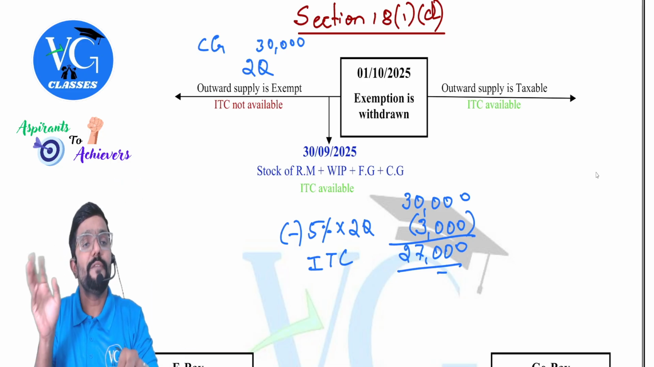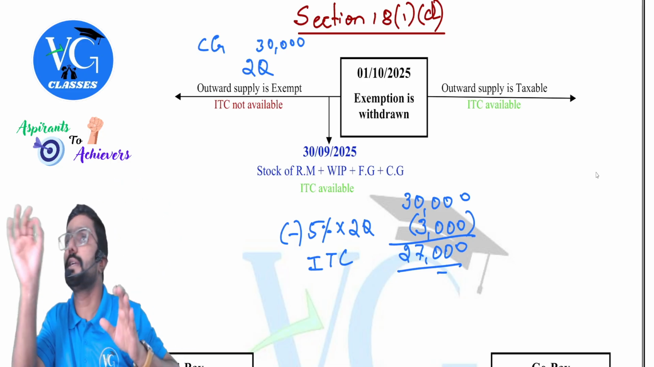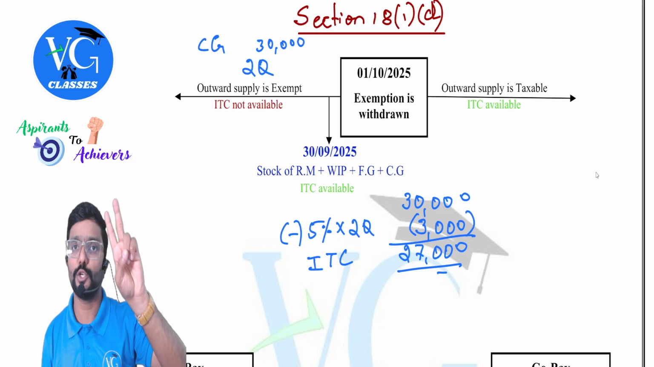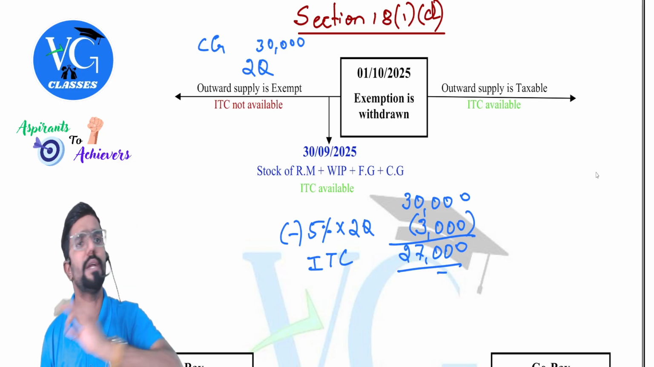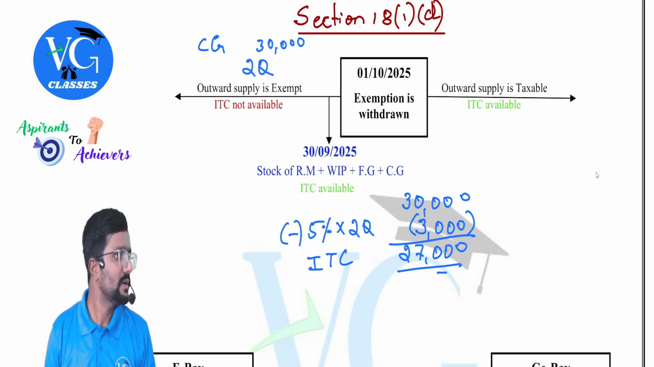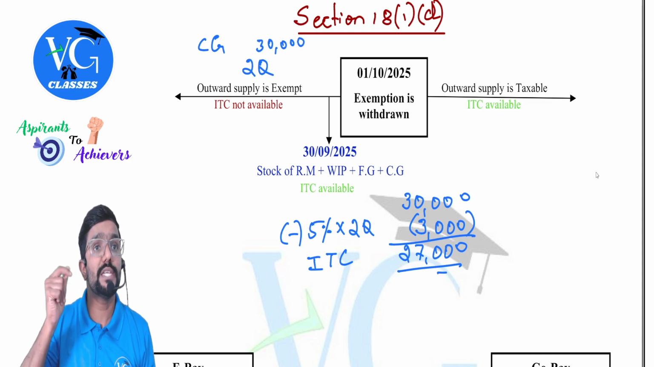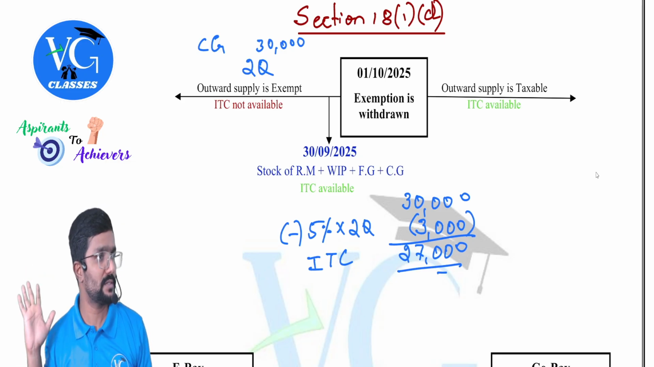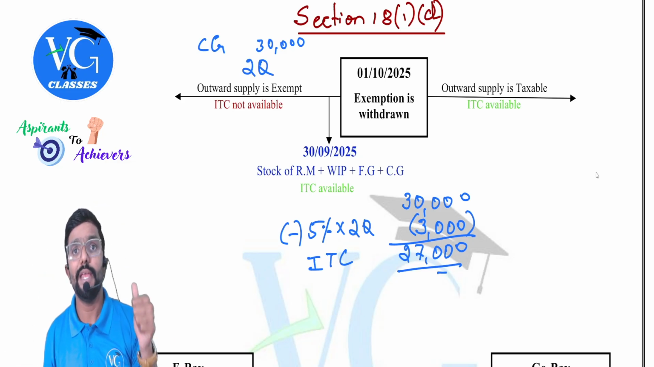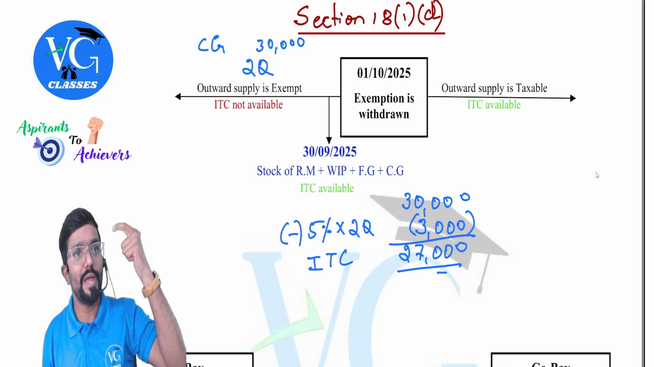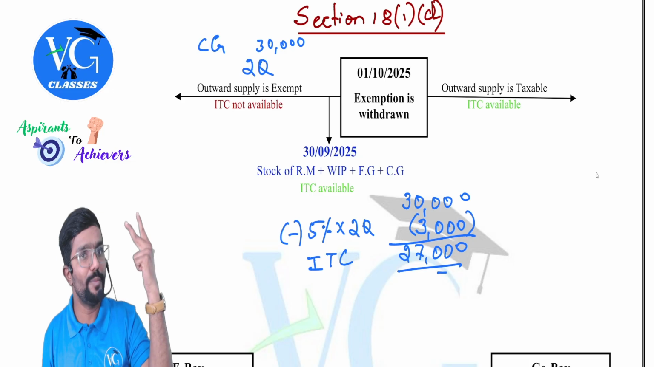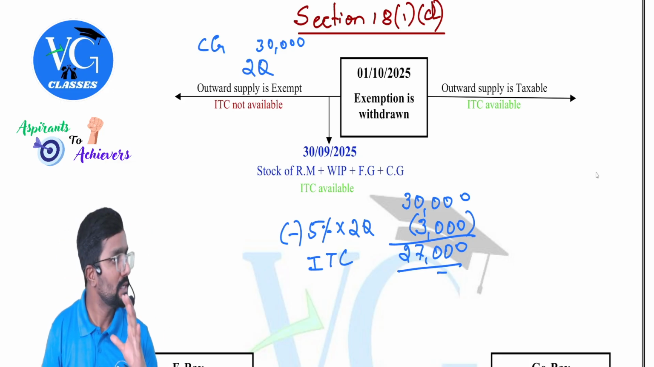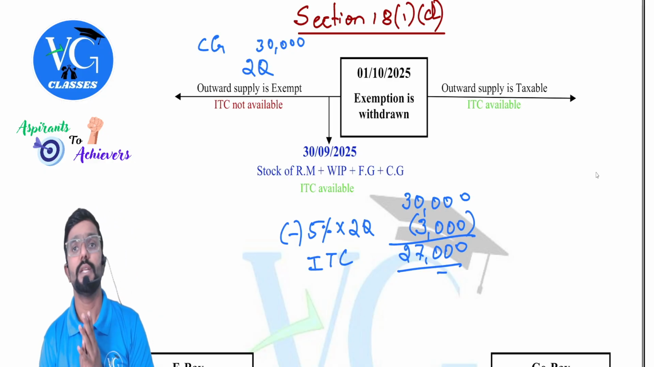Sir, what if it was used for 1 quarter, 10 days? Still you have to take 2 quarters. Even 1 day in the quarter, you need to take the full quarter. And quarter calculation here is standard quarters. For example, April, May, June, July, August, September, October, November, December, January, February, March. Is that clear?